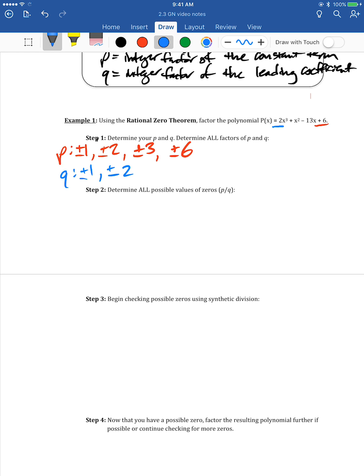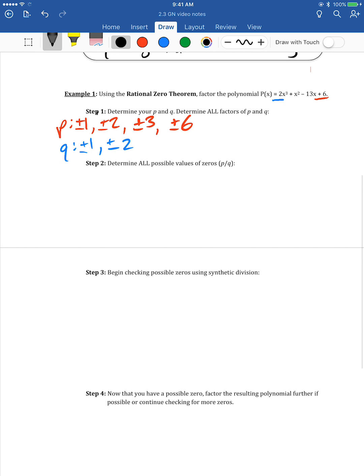Step 2, determine all possible values of zeros. So those are going to be p over q. So now I'm taking each p and I'm putting it over each q. So I could have 1 over 1, positive 1 over positive 1. I could have positive 1 over negative 1. I could have negative 1 over negative 1.